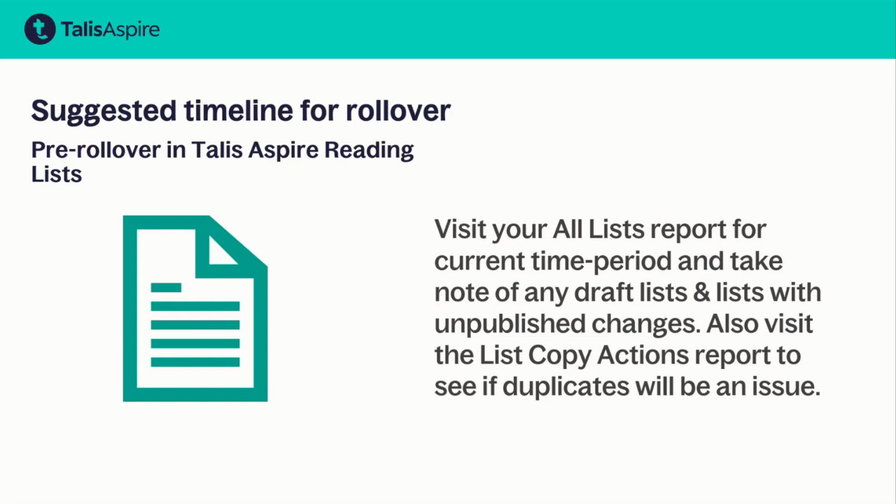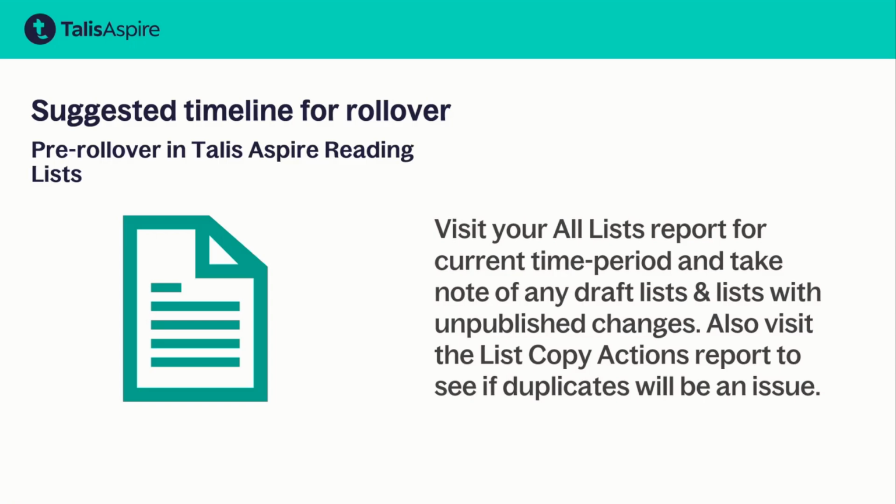And then your final pre-rollover task is to visit the All Lists report for the current time period and make a note of any lists that are still sitting in draft or have any unpublished changes. That's important because only the final published list, the one that students can see when they are visiting the list, will be rolled over. So if the list is in draft or the list has any unpublished changes, then that's not going to roll over, and those unpublished changes are not going to roll over. We'll be rolling over the visible version of the list that students can see.